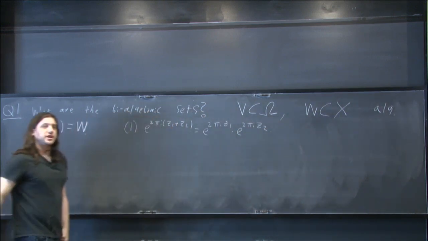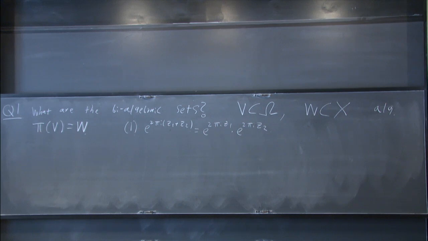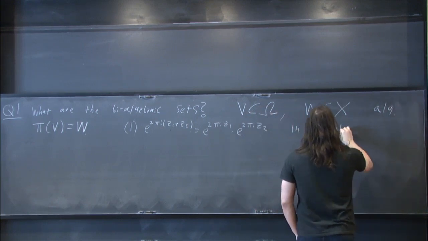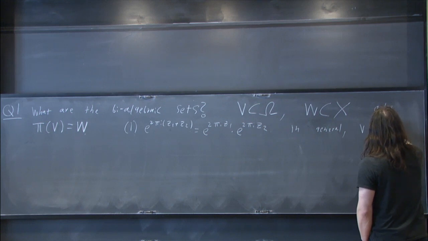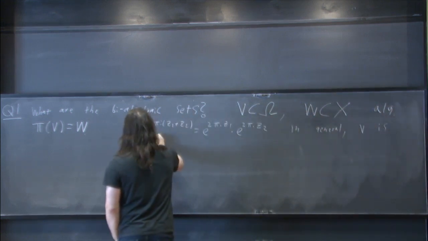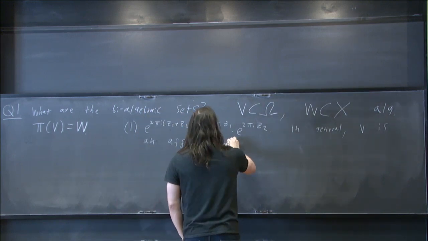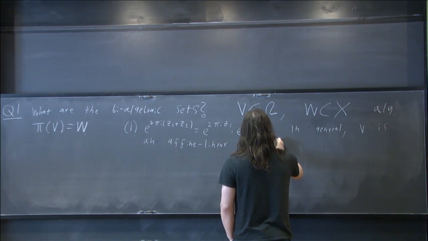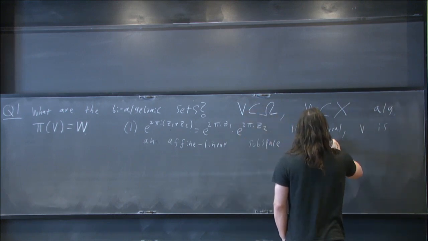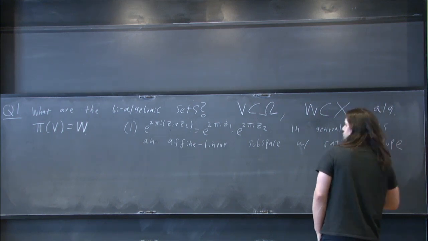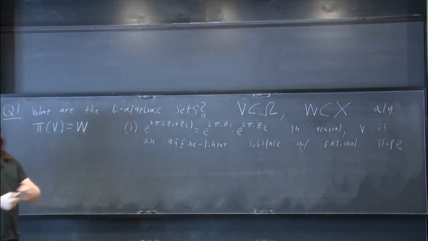So the graph of addition over here just translates to the graph of multiplication over here, and that's an algebraic set. And in general, the algebraic sets are: V is an affine linear subspace with rational slope. So V is a translate of a linear subspace that can be defined by imposing rational linear additive relations.